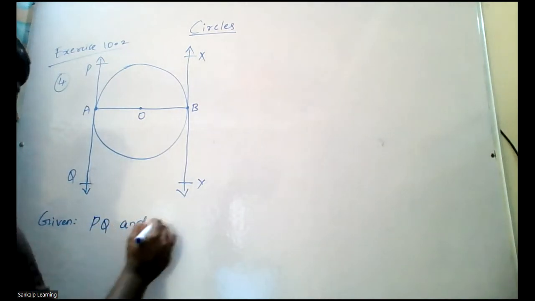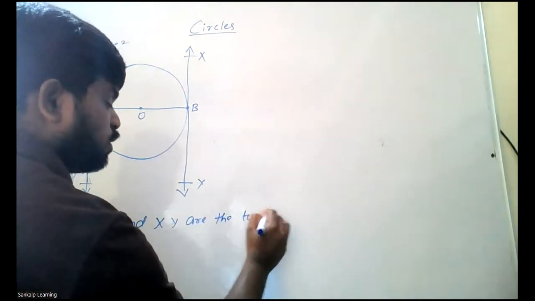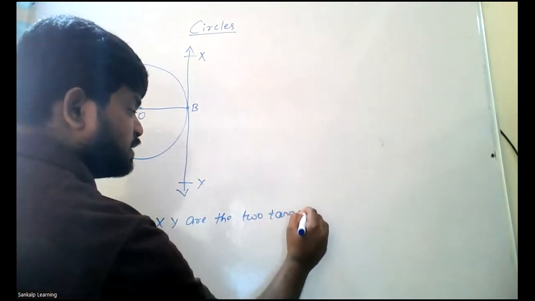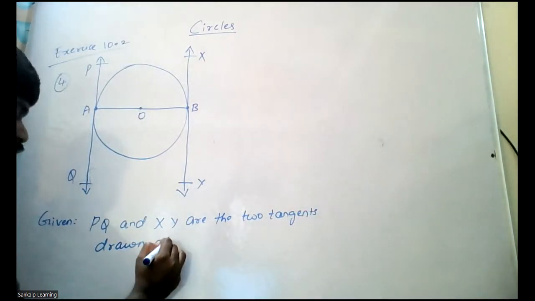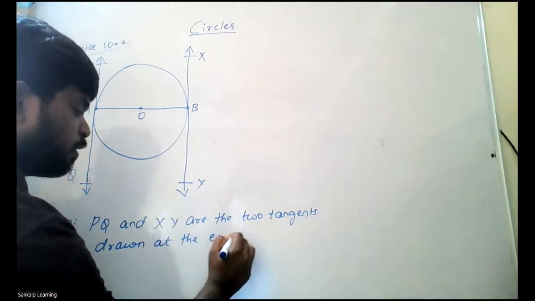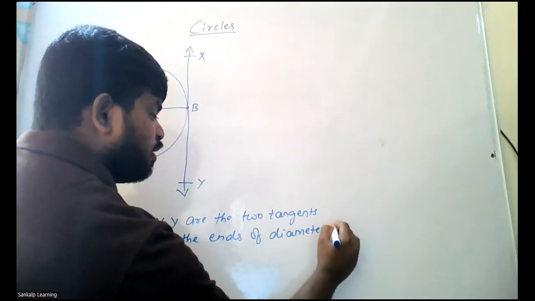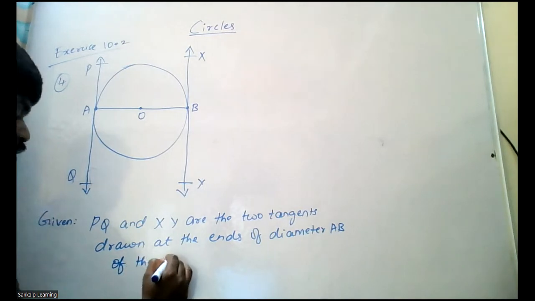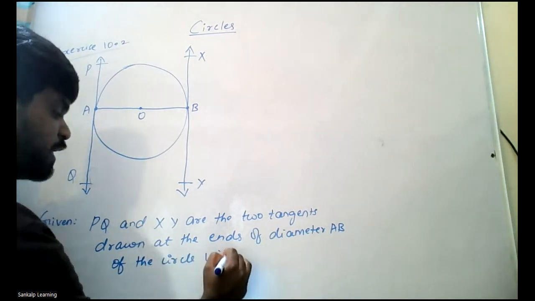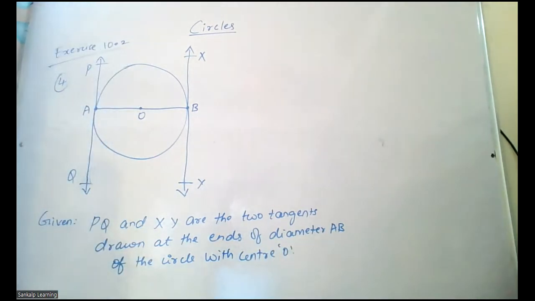So let's write it. PQ and XY are the two tangents, isn't it? These are the two tangents drawn at the ends of diameter AB of the circle with center O. You should always mention the circle with its center. Okay. So this is given.